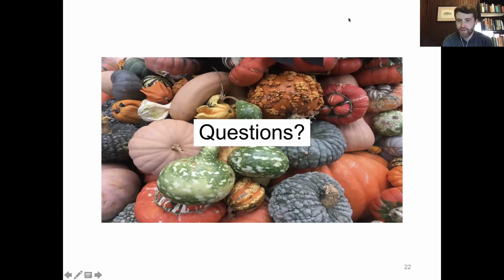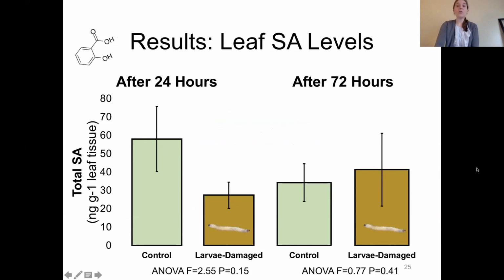Yeah, great question. Thank you, Lauren. So we did not only measure JA. So I have a few slides here. So we also have SA levels in the leaves of the plants right now. And so here I'm showing total salicylic acid. So this is nanograms of SA per grams of leaf tissue.